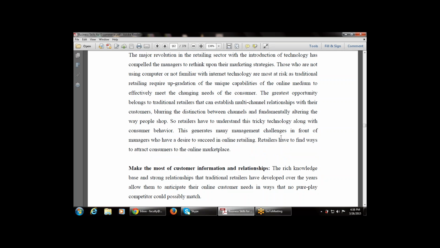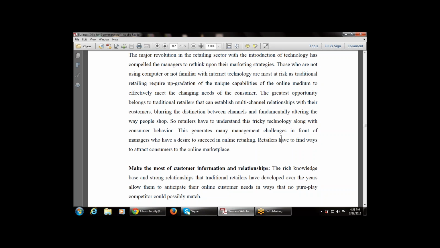They generate many management issues. So why do people prefer online retailing, or why do people prefer traditional retailing? What are the various challenges that the management faces, what are the management challenges in front of managers who desire to succeed in online retailing?